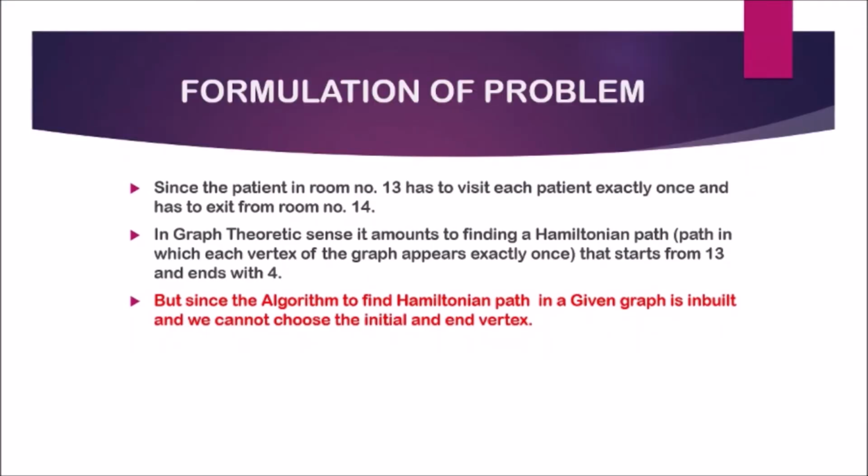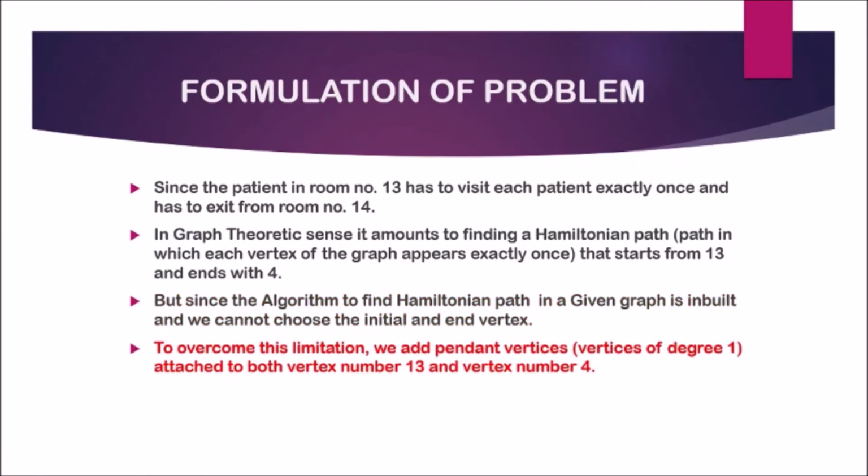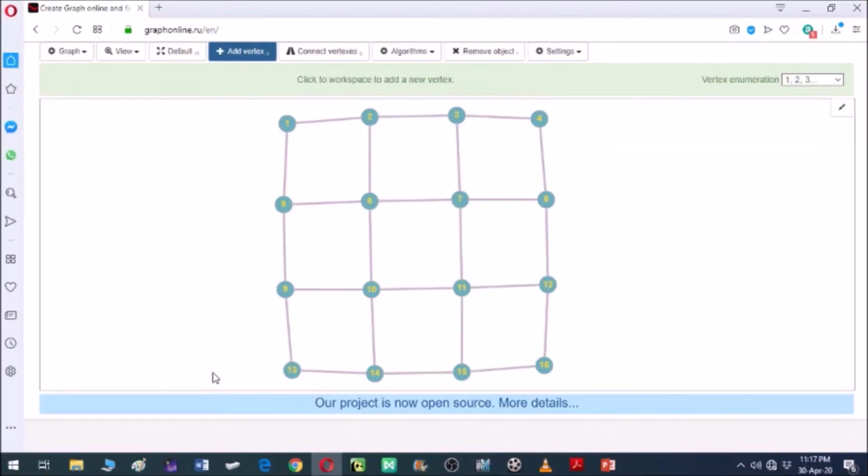Since the algorithm to find the Hamiltonian path on the website is inbuilt and there is no option to choose the initial and end vertex, to overcome this limitation, we add pendant vertices attached to both vertex 13 and vertex 4, which will force the algorithm to generate a Hamiltonian path with our desired starting and end vertices. So let us go back to the website Graph Online and add the pendant vertices.